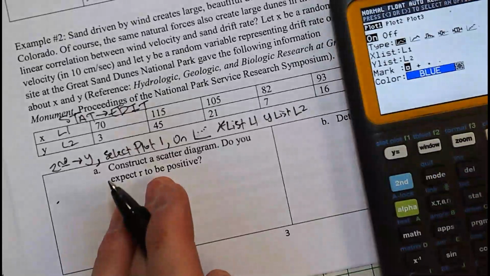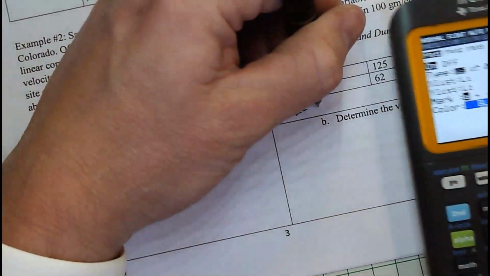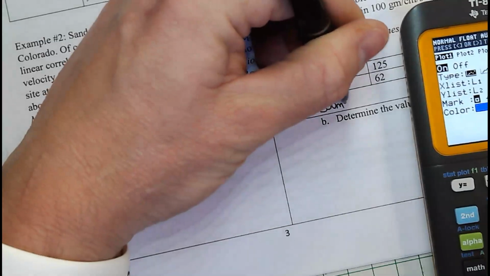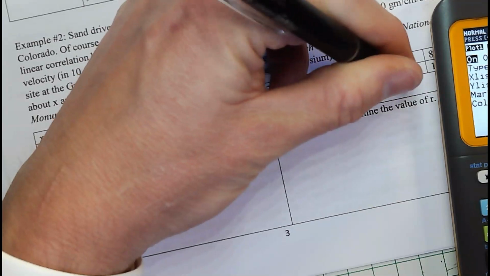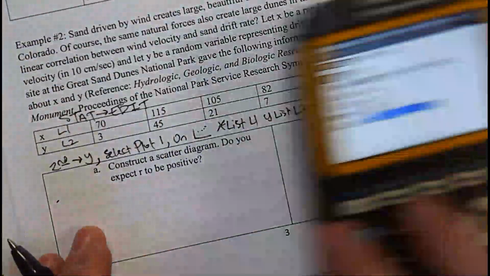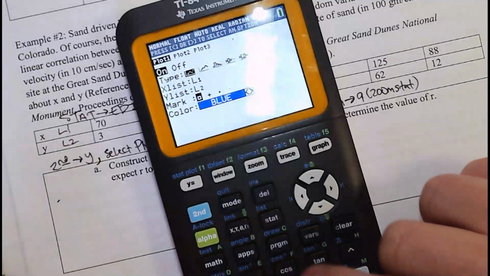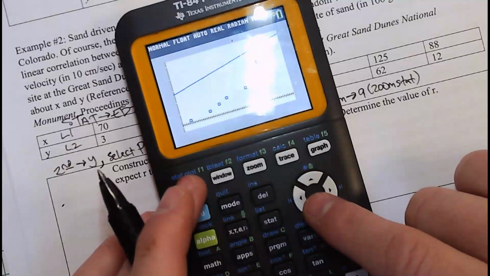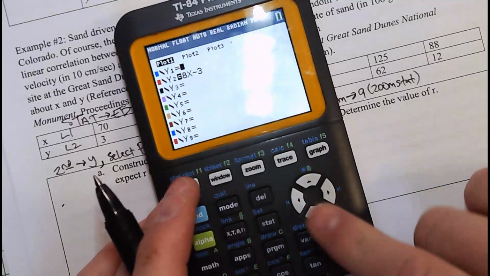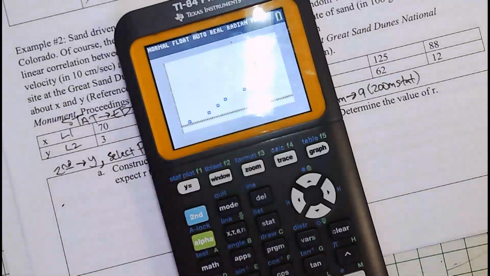So we turn it on, and now what you're going to do is press Zoom 9, which is ZoomStat. This will customize the zoom to fit your stat plot. Zoom 9. Ignore the line in there. Let me clear these out. Graph. Okay, so there's your plot.